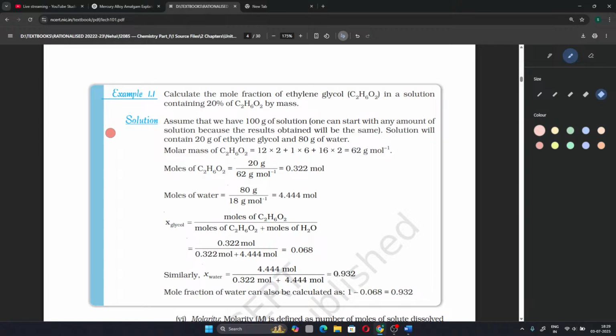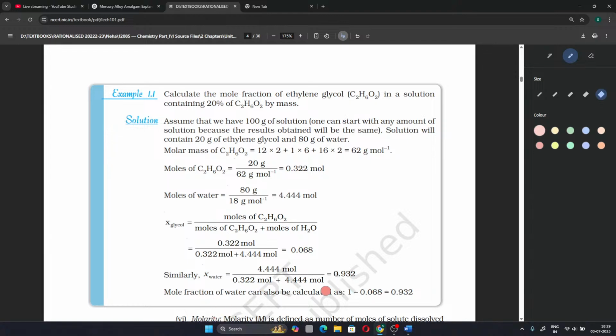0.322 mole. Moles of water is 80 gram divided by 18 gram, which is the molecular mass of water, and we will get 4.444 moles. Then the glycol mole fraction, if we find it, will be approximately 0.068, and the mole fraction of water, if we calculate, will be 0.932.